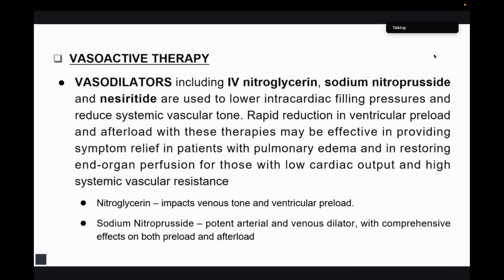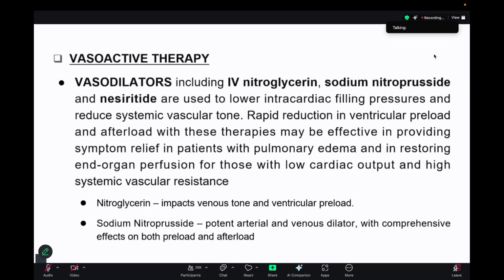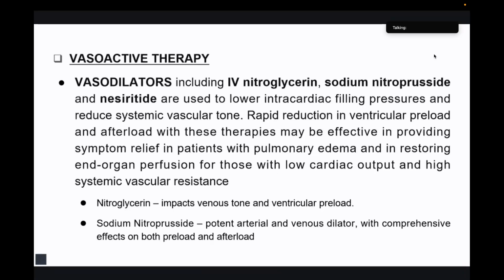Another management in ADHF is vasoactive therapy, meaning the use of vasodilators such as intravenous nitroglycerin, sodium nitroprusside, and nesiritide. They are used to lower intracardiac filling pressures and to reduce systemic vascular tone. The rapid reduction in ventricular preload and afterload with these therapies may be effective in providing symptom relief in patients with pulmonary edema and in restoring end organ perfusion for those with a low cardiac output and high systemic vascular resistance state.